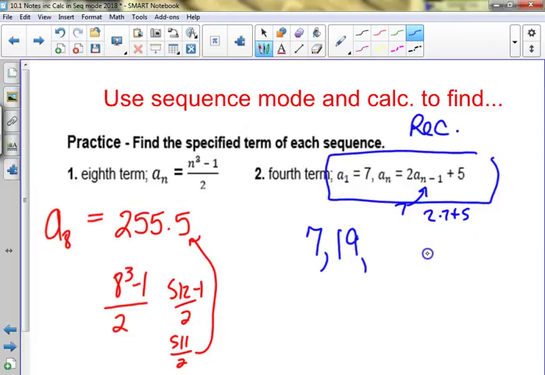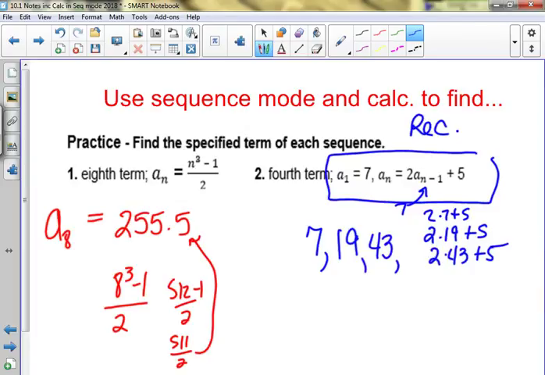Guys, you're going to have to be able to generate a sequence from a recursive formula. How do you find the third term? Take the last term, which was 19, and you put it in. 2 times 19 plus 5 is 38 and 5, 43. Is that right? The next one would be 2 times 43 plus 5.